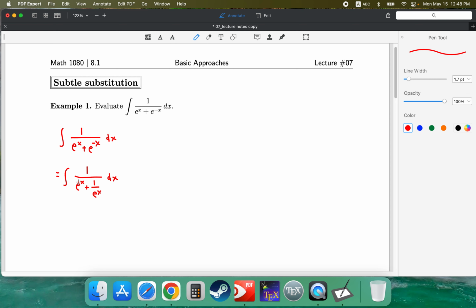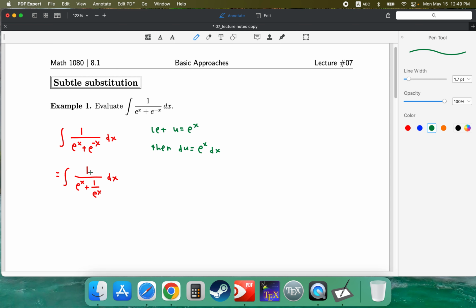Now, you might want to say, hey, I heard you previously mention that we want to use U substitution. So if we want to use U substitution, a natural setup should be U equals e to the x, right? Because you can see that we have e to the x right here. But notice that if U equals e to the x, then du will be e to the x dx.